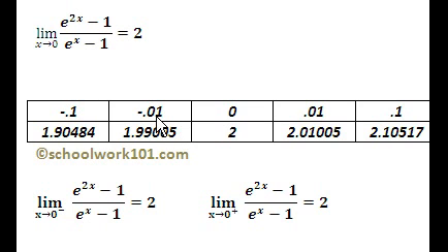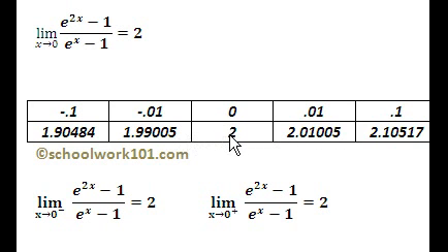And then we do this coming in from the left hand side, so I'm going to pick negative 0.1 and plug it in here, and we get 1.90484. I may have done some rounding here. Then I get closer to 0 by plugging negative 0.01 in, and I get 1.9005. And so as you can see, coming in from the left hand side, I'm getting closer to 2, and coming in from the right hand side, I'm getting closer to 2.